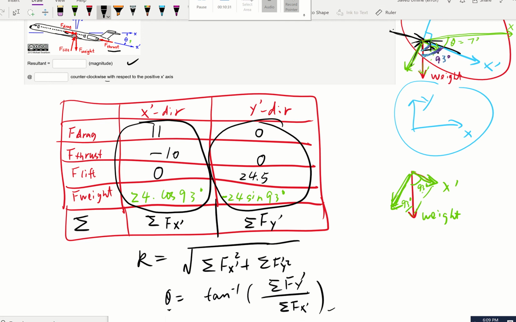But if your angle theta is not correct, you have to think about whether the angle you calculated is likely going to be clockwise from x prime. So you might need to do some alteration, like 180 minus or 360 minus, but that's something you need to use judgment on at the end to figure out this angle here. All right, that's all I have.